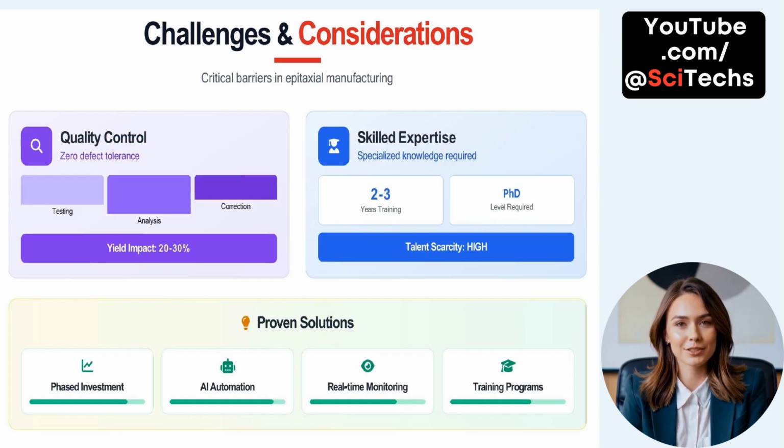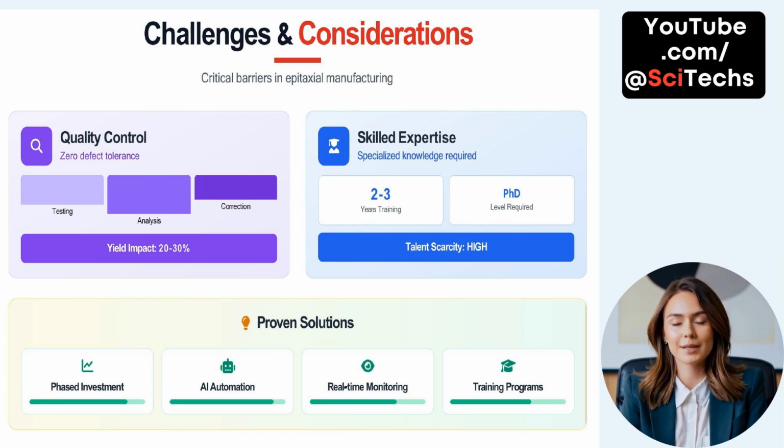Challenges and considerations. In epitaxial manufacturing, there are 2 major barriers to success: quality control and skilled expertise. Quality control is critical due to zero defect tolerance in this process. Any irregularity in testing, analysis, or correction stages can severely impact yield. The typical yield loss due to inadequate quality control ranges from 20 to 30%, making it one of the most significant cost drivers.